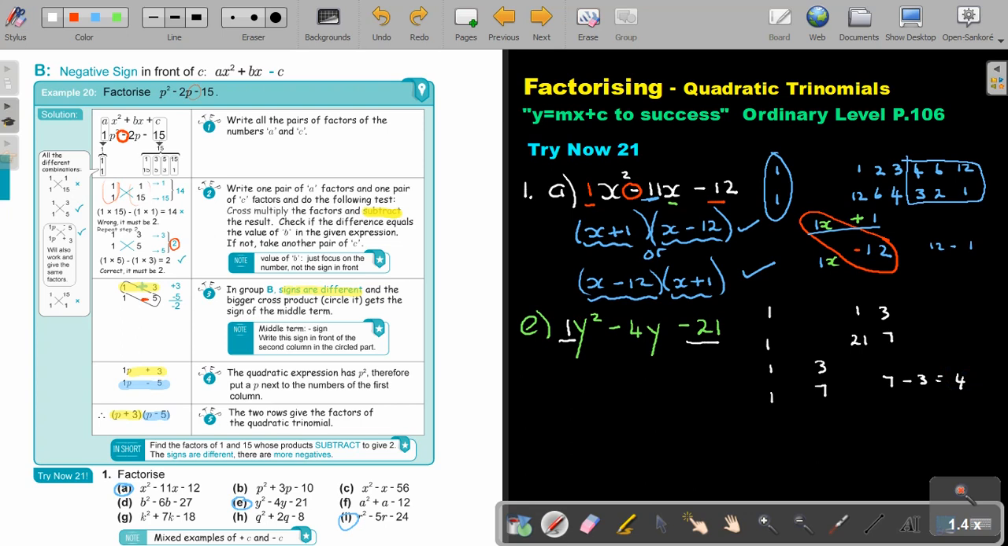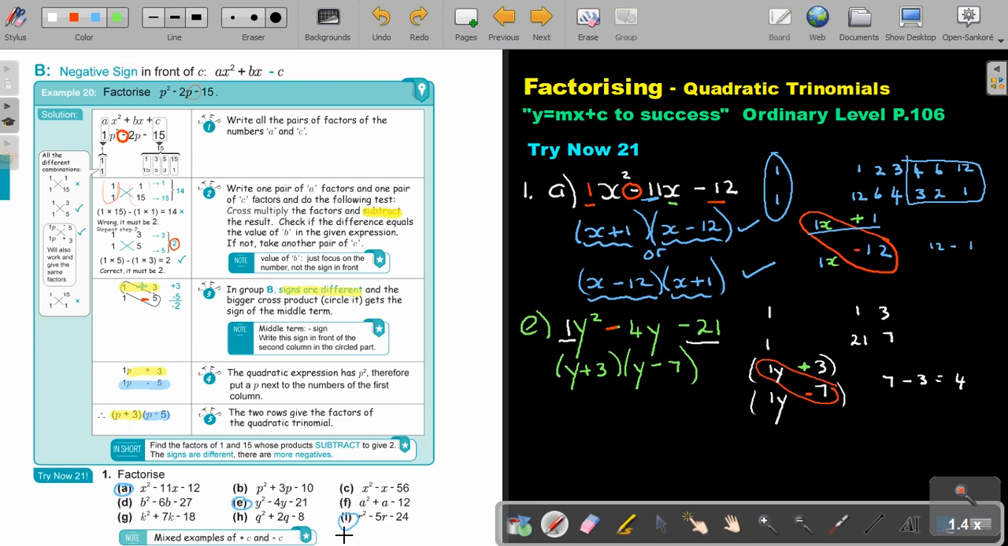And then I'm just going to encircle the biggest cross product. And that is going to get a negative. And if this is a negative, then this is going to be a positive. And then it's y squared, y. So what will stand there? And then I'm just putting a bracket. So my answer will be y plus 3 and y minus 7. That's my final.